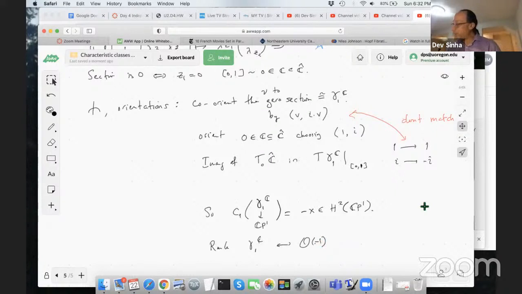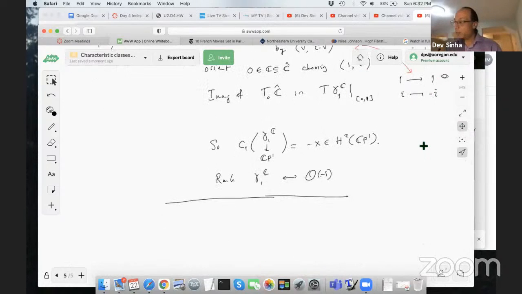So let me give a second explanation of this -1. So to gamma 1c.